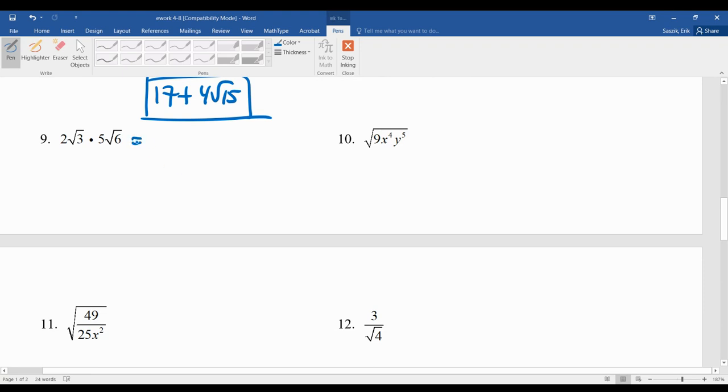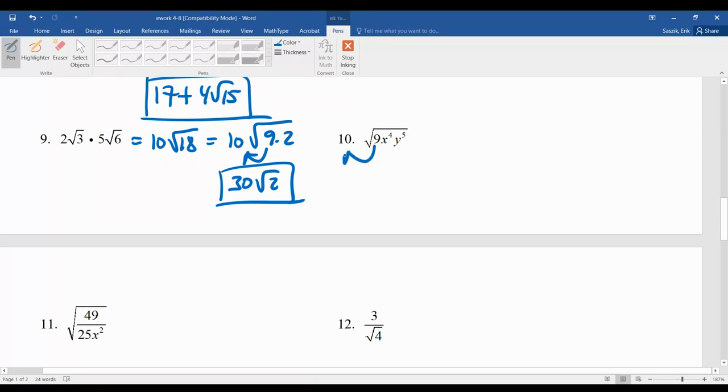Okay, I'm going to combine these by multiplying. 2 times 5 is 10. Root 3 times root 6 is root 18. I can break up the 18. Square root of 9 is 3. Turns that 10 into 30. And we're done.